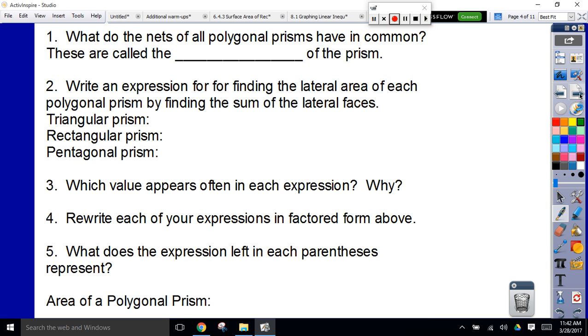Now I want you to look back at your picture. What do the nets of all the polygonal prisms have in common? They all have one thing in common. Go ahead, David. What is it? Yeah, what is it? They all had an H, didn't they? Now, we don't use H in all prisms, but these are actually called the width of the prism.